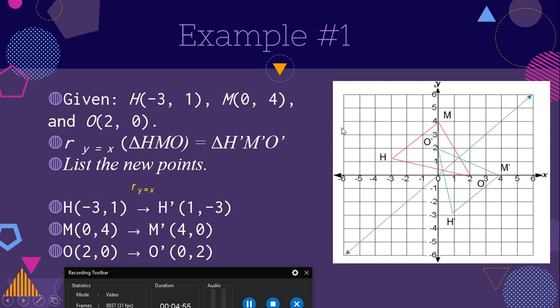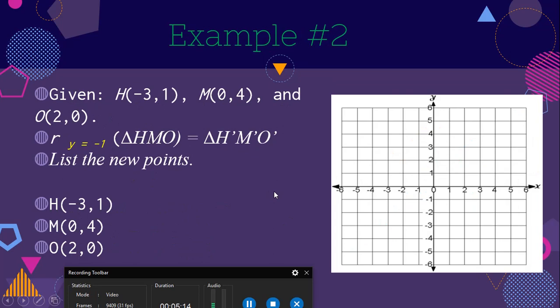And there it is. You'll also notice I did put the line of reflection back in. The original figure in red was laying across the line of reflection. So that means that the image does as well, and they will always overlap in that case.